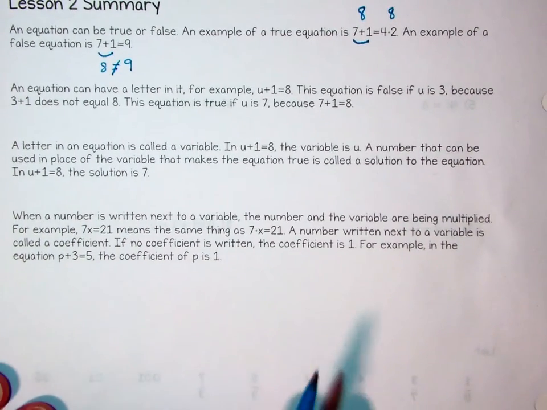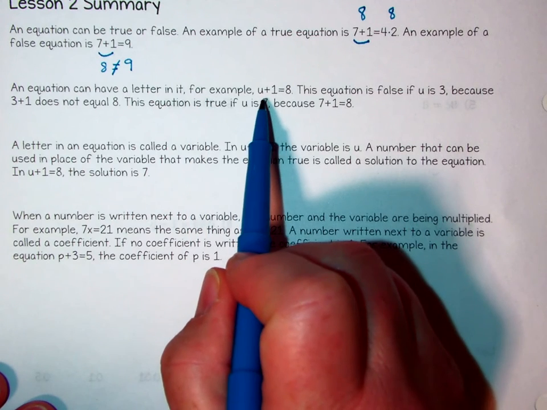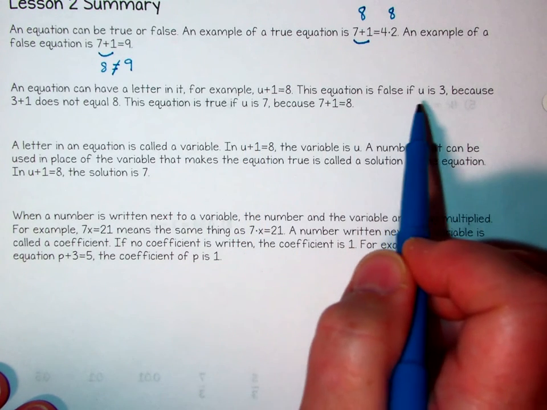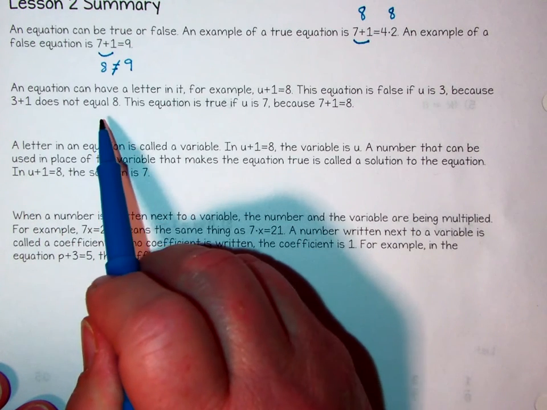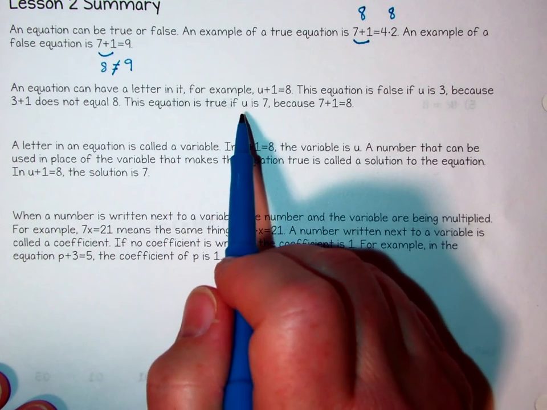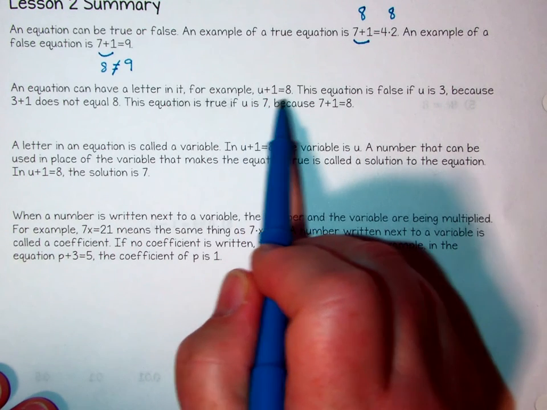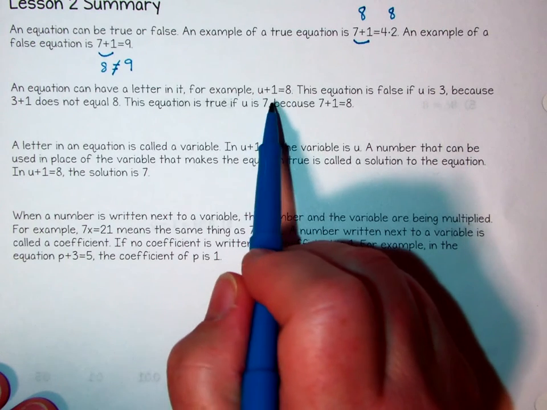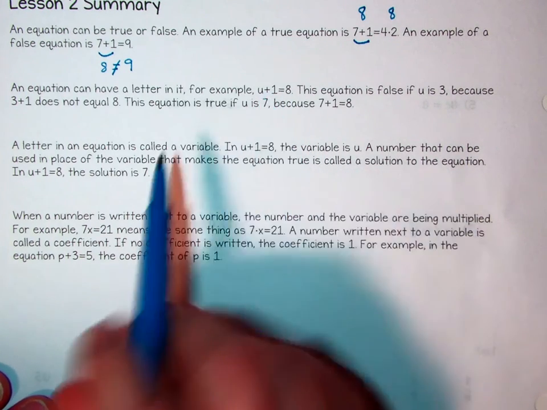An equation can have a letter in it, which we call a variable. For example, u plus 1 equals 8. This equation is false if u equals 3 because 3 plus 1 does not equal 8. The equation is true if u is 7 because 7 plus 1 does equal 8. So when we see an equation with a variable in it, we can't really state whether it's true or false without knowing the value of the variable.